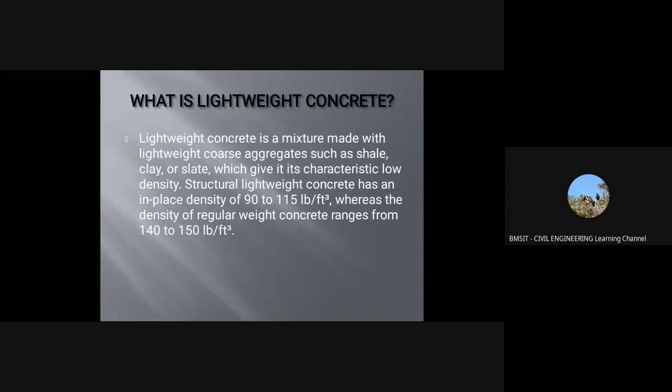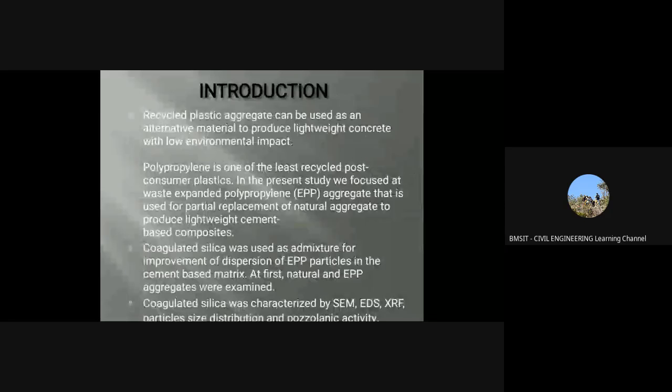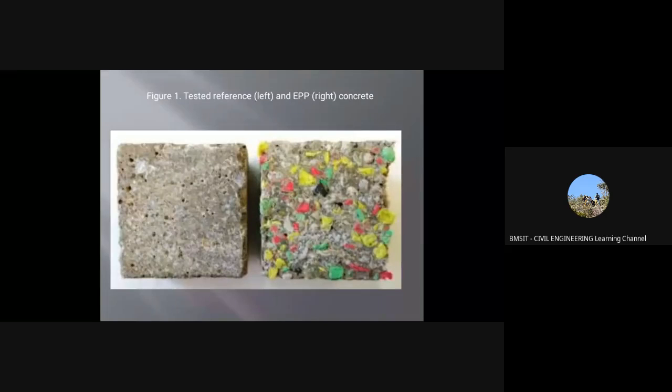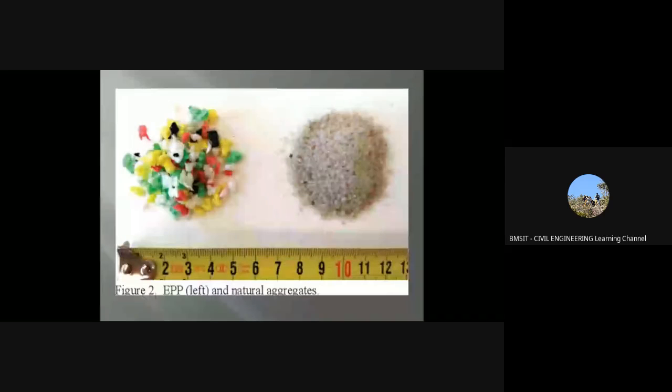the method of production. Recycled plastic aggregate can be used as an alternative material to produce lightweight concrete with low environmental impact, and coagulated silica was used as an admixture for improvement of dispersion of EPP particles in the cement based matrix. At first, natural and EPP aggregate were examined. This is the comparison between the lightweight concrete and the normal masonry blocks. This is the figure showing tested reference and EPP concrete, and this is the figure showing EPP and natural aggregate. Thank you. I would hand over to my friend Ravi Kumar to continue the presentation.